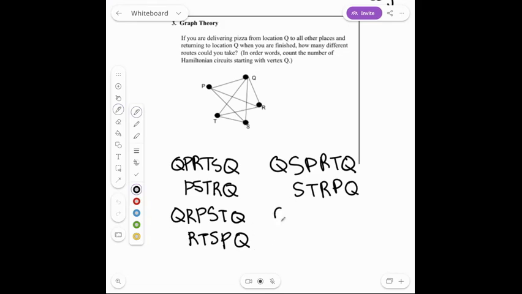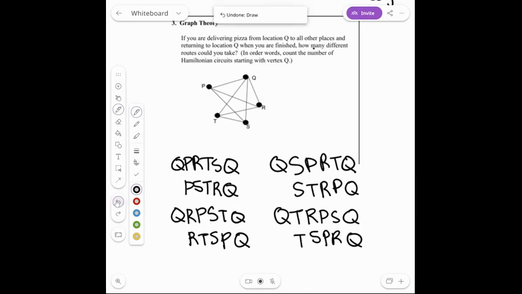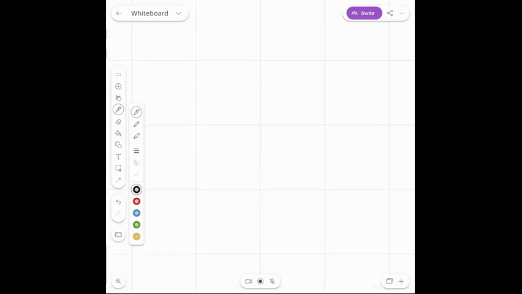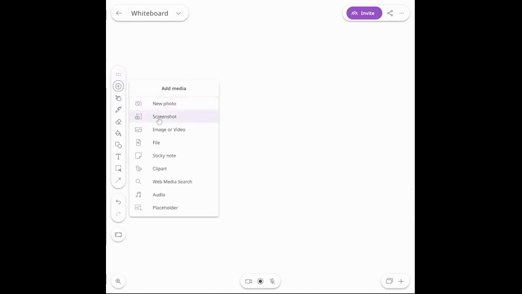And then we can try going to T, Q, T. You can go to R or to S. Q, T, R, P, S, Q. Or Q, T, S, P, R, Q. And since this is asking how many different routes can you take, you can count these up to get 8. Great, let's move on to the next question.